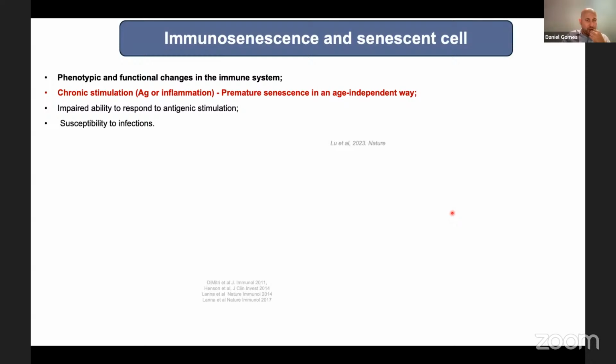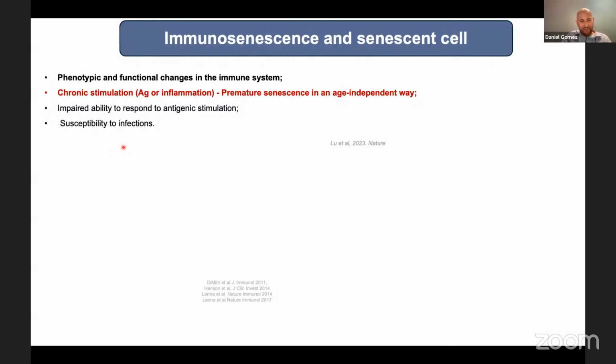So just to let you know, immunosenescence by definition means the phenotypic and functional changes that the immune system acquires, especially during physiological aging. As we age, our immune system changes, and these changes are what we call immunosenescence. This change is very well associated with an impaired ability to respond to antigens, and also with susceptibility to infections. We can see this very easily in the elderly population. They are more susceptible to infection compared with the young population.